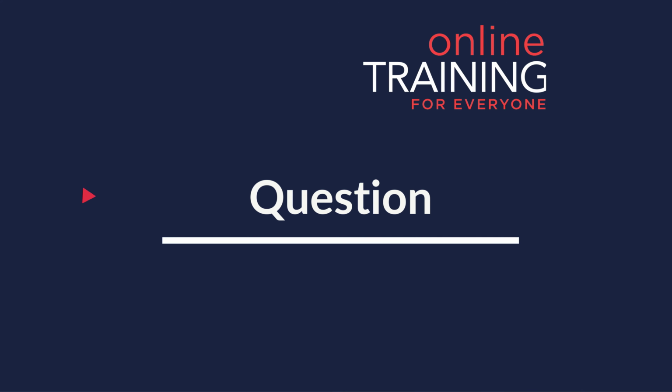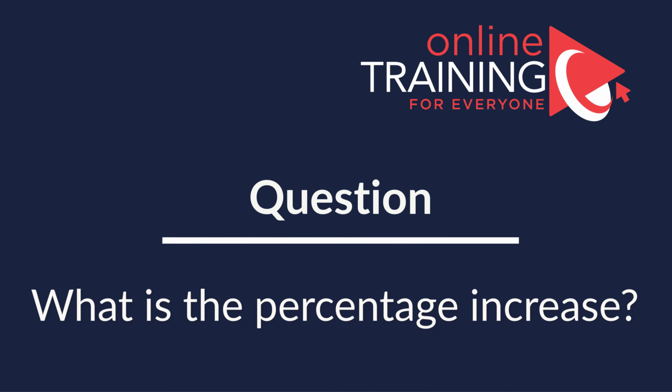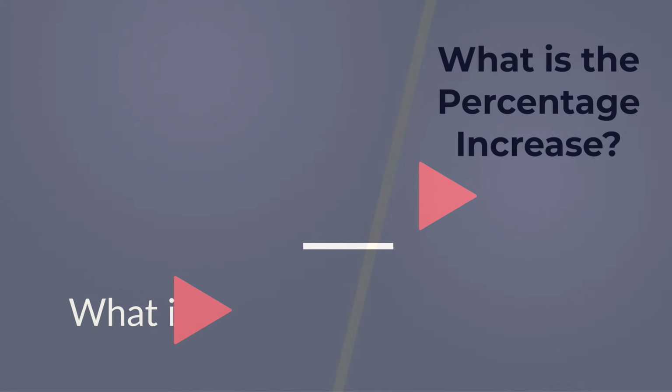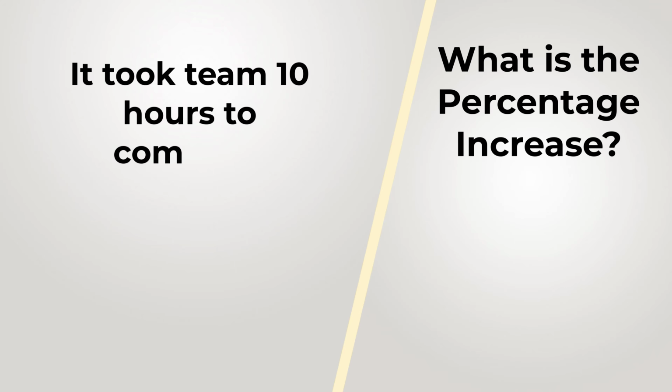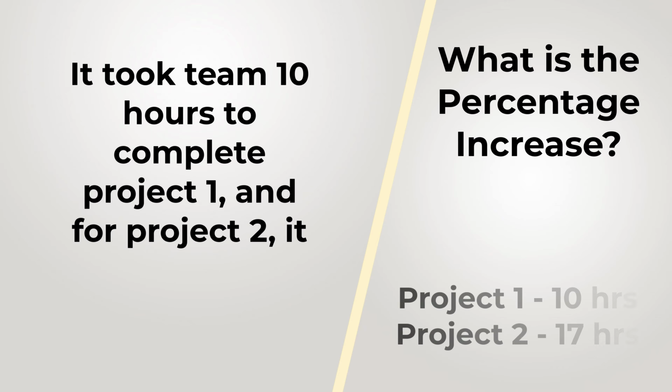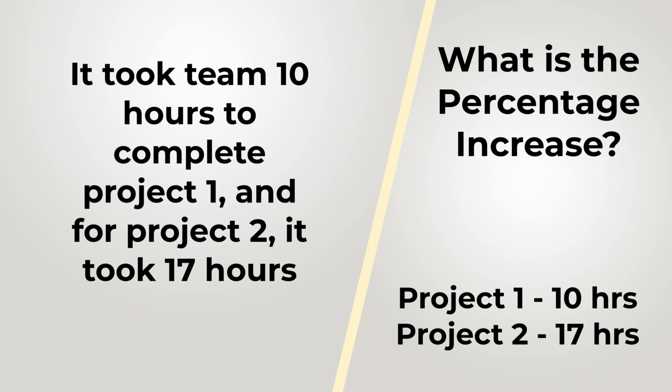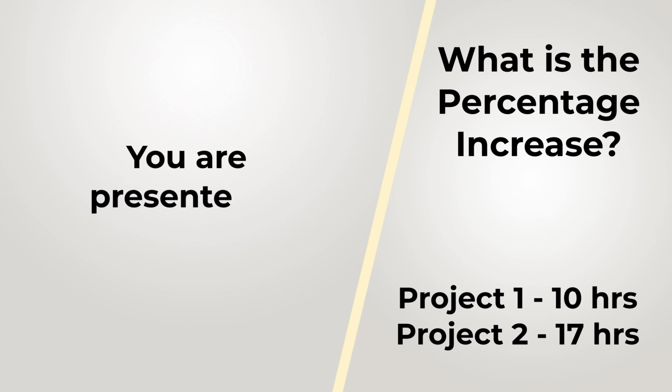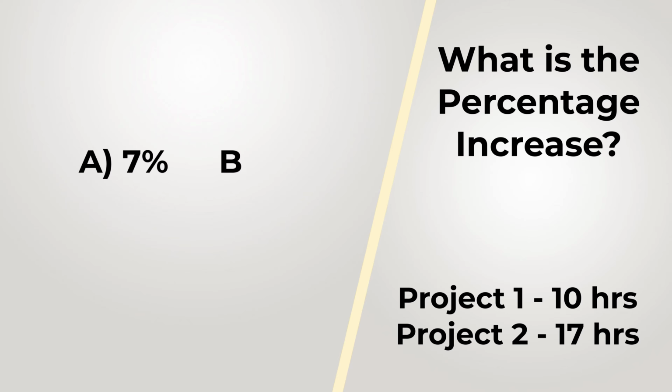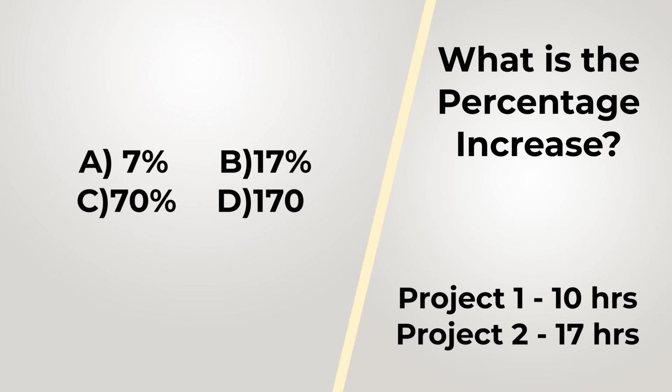Here is a frequent question on the test that a lot of people get wrong. It took 10 hours to complete Project 1. For Project 2, it took 17 hours. What is the percentage increase between two projects? You're presented with 4 different choices. Choice A, 7%. Choice B, 17%. Choice C, 70%. And then choice D, 170%.